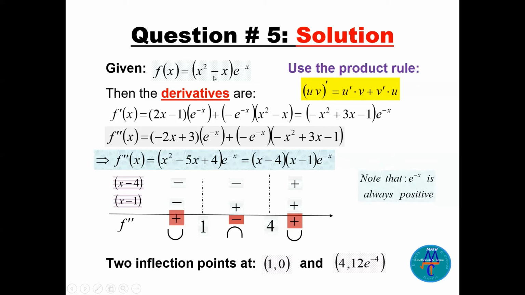Take 1, replace it in the function here. And 4, replace it in the function: e to the power minus 4. And here 4 squared, 16, minus 4 is 12. So there are 2 inflection points.